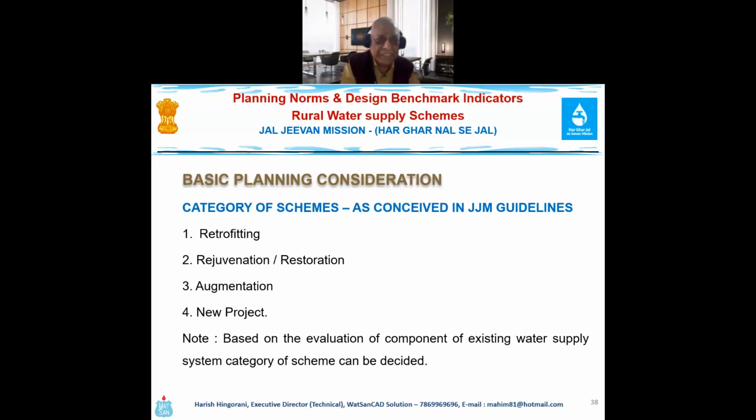So there can be 4 types of scheme. One can be retrofitting. Basically, retrofitting is defined as improving the efficiency of the system. Rejuvenation and restoration are another part of the scheme. Say my pump is not functioning, so I need to rejuvenate the pump. Restoration: my pipeline is totally not functioning. If I restore the pipeline, my system is functioning nicely. Augmentation: if my earlier system has already completed its life or is going to complete its life, and for a new scheme, where no pipe system is already there.